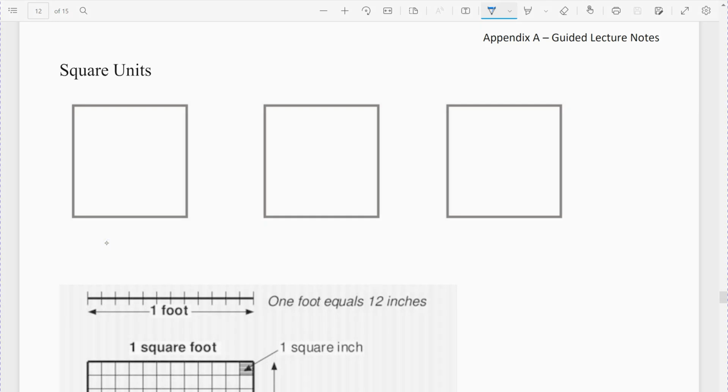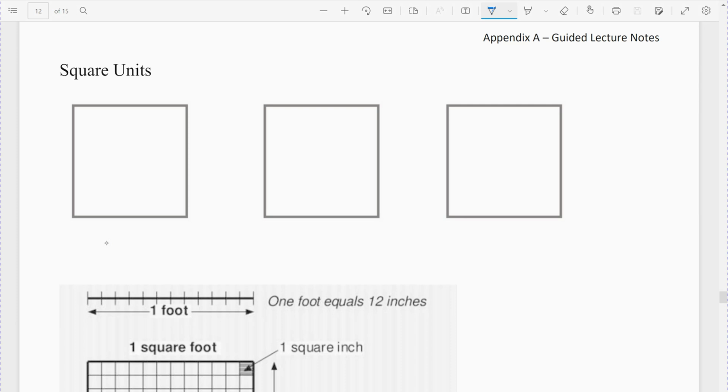Okay, the last thing from the appendix, from conversions, is how do we take care of conversions that have square units or cubic units? And again, these are fairly challenging because you have to think of these square units as two-dimensional and the cube units as three-dimensional. All right, so we're going to start off with square units.